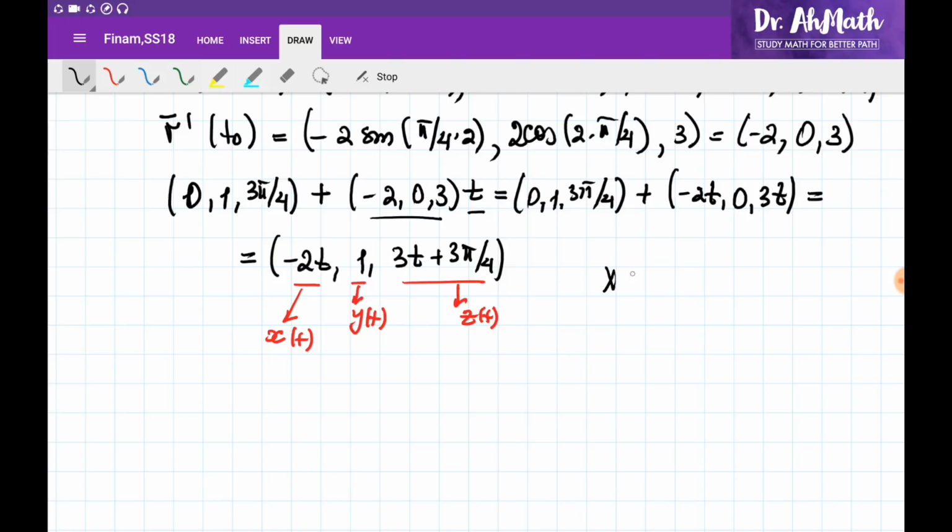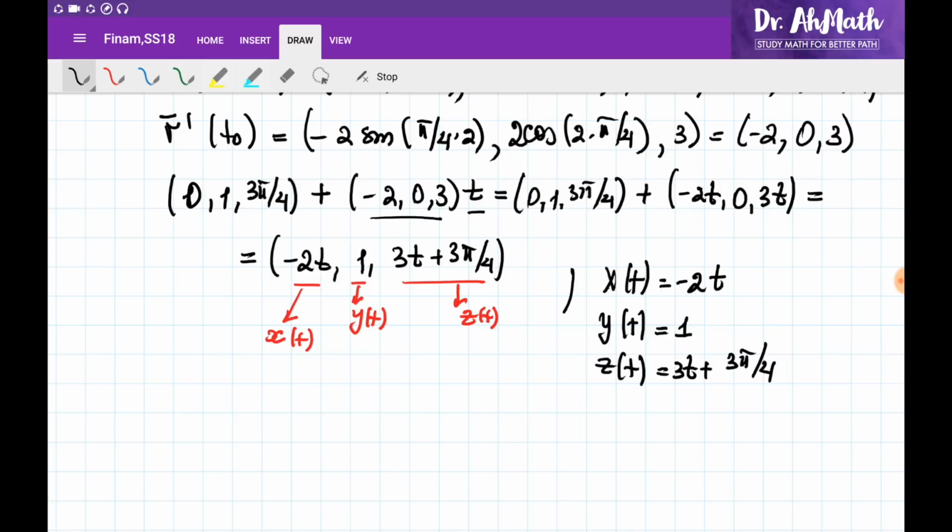So actually we can write down this vector function as a parametric equation in the form: x of t is going to be minus 2t, y of t is going to be 1, and z of t is going to be 3t plus 3 pi over 4. So this is the parametric equation of the tangent line.